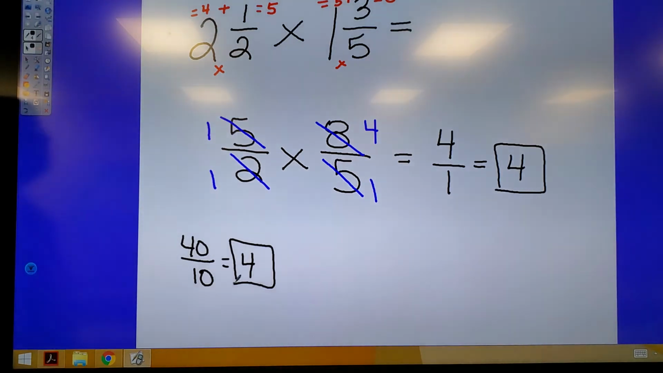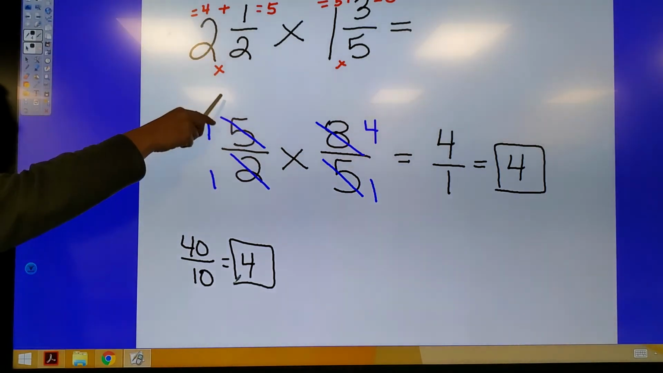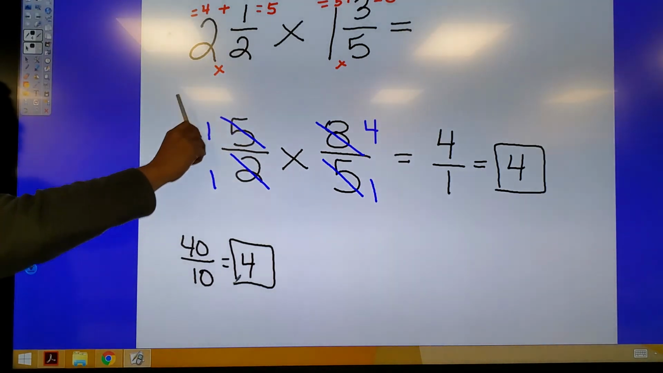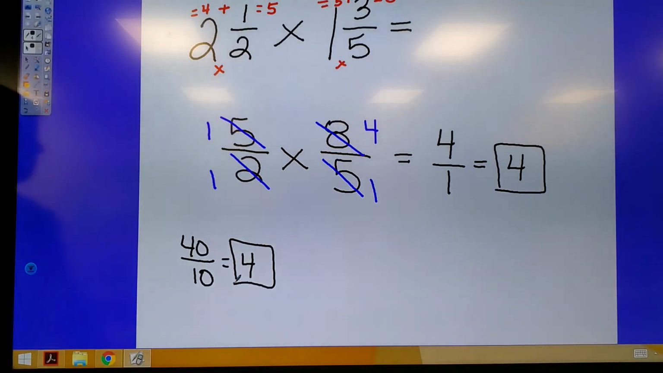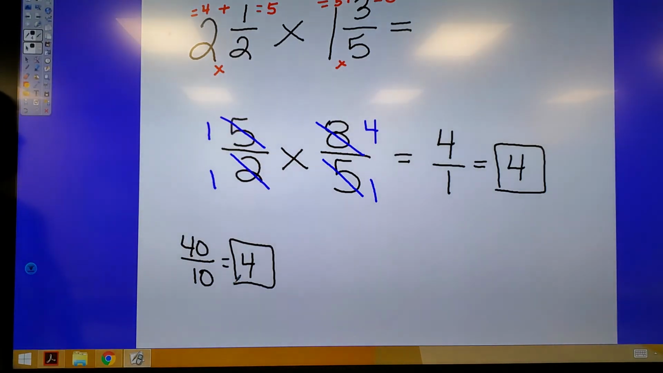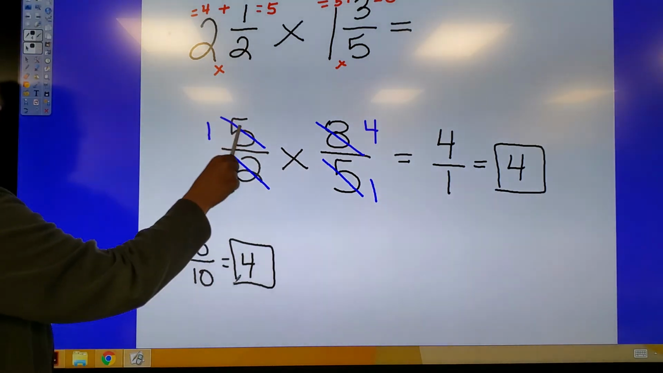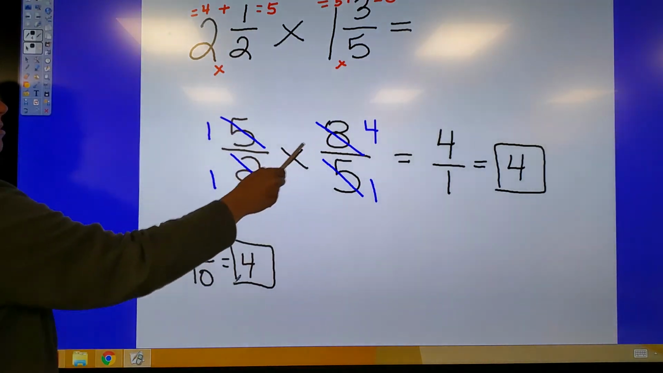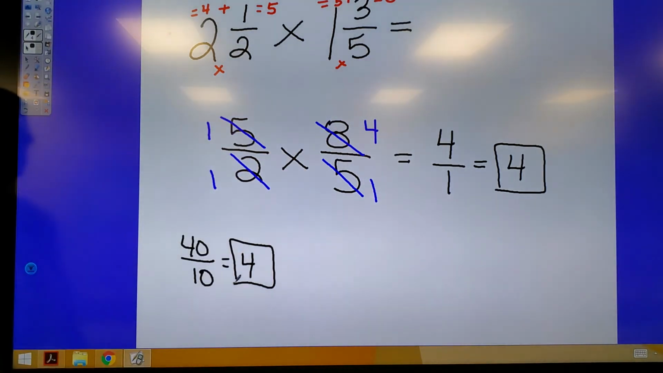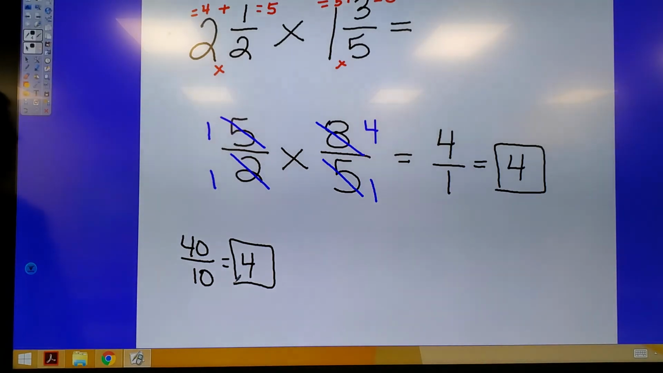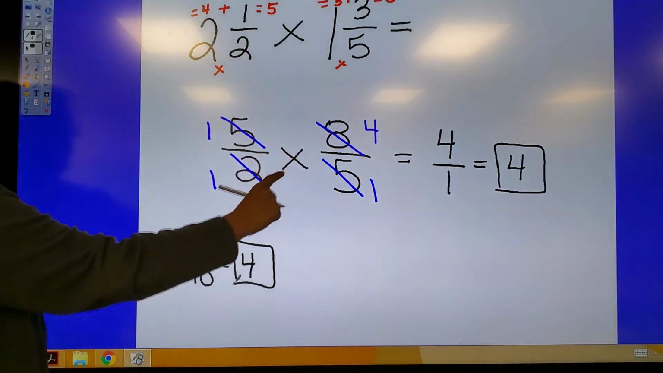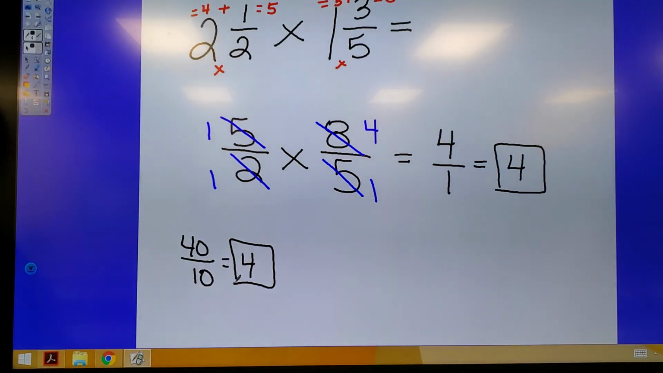All right, so double check that you have changed your mixed numbers to improper fractions correctly. 2 1/2 should be 5 over 2. 1 3/5 should be 8 over 5. I did lots of cross reducing. My 5s can be divided by 5, so they just became 1s. And my 2 and my 8 can be divided by 2, so it became a 1 and a 4. And then when I multiplied straight across, I got 4 over 1, which is 4. If you didn't cross reduce, you would have ended up with 40 over 10, which is also 4. All right, any questions on that one?